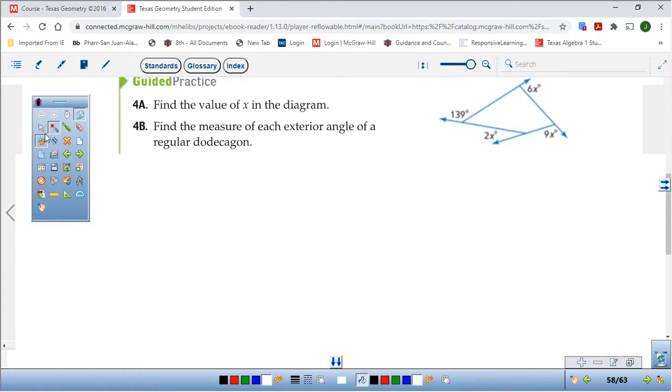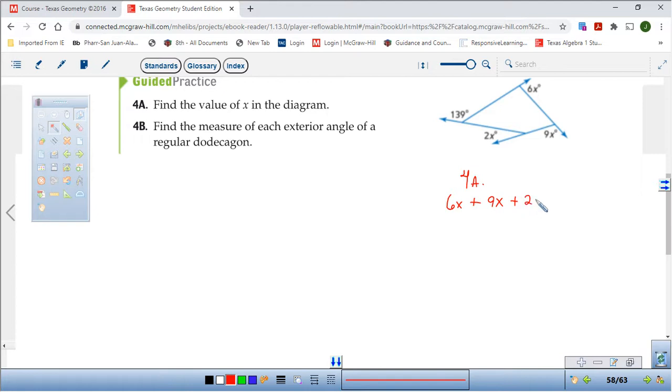Regarding this part, it's the same idea. Find the value of x in the diagram. Here I'll do 4a. We're going to add all these up, starting on the top right. I'll go with 6x plus 9x plus 2x plus 139, all equal to 360. Combining like terms, that's 17x plus 139 equals 360.